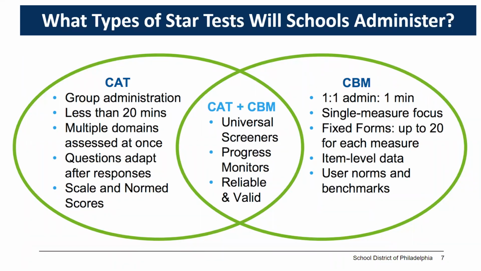On the other side, we see our CBMs, which are administered one-to-one and are timed 60-second assessments. The timing of the measures cannot be altered. Each measure has a single focus, and they can be administered online, via printed forms, or a mixed format. Unlike the computer adaptive tests, these are fixed forms and do not change based on how students respond. Educators will receive item-level data as well as norm and benchmarks when available. Regardless of whether the CATs or CBMs are being administered, both can be used as universal screeners to progress monitor students and will both provide valid and reliable data.